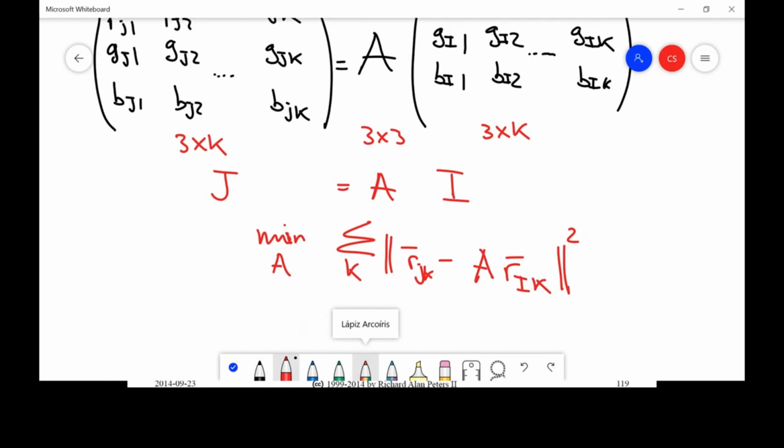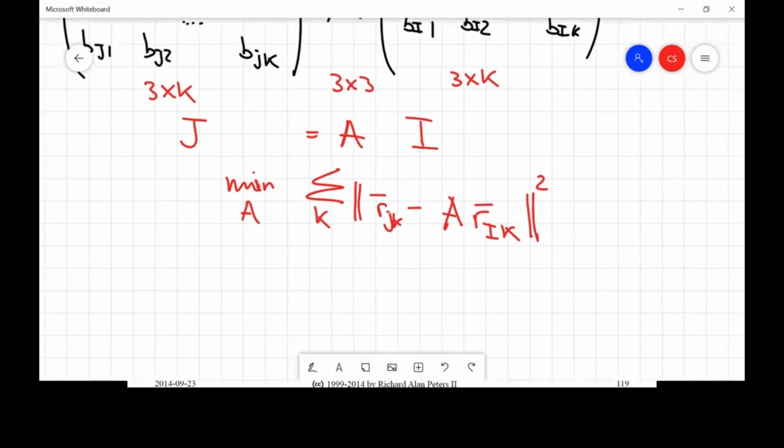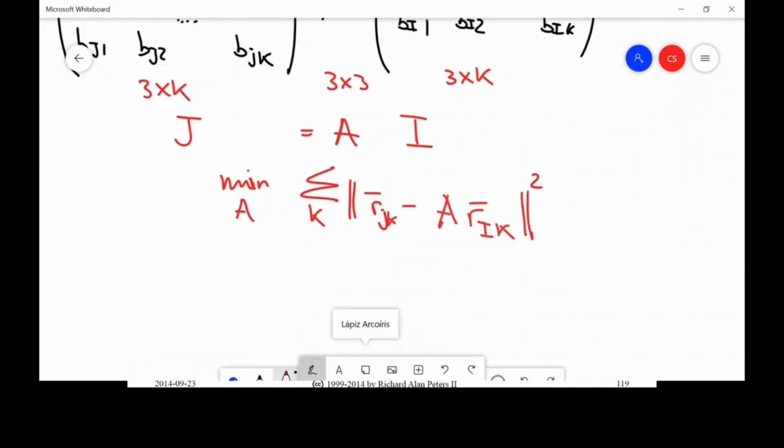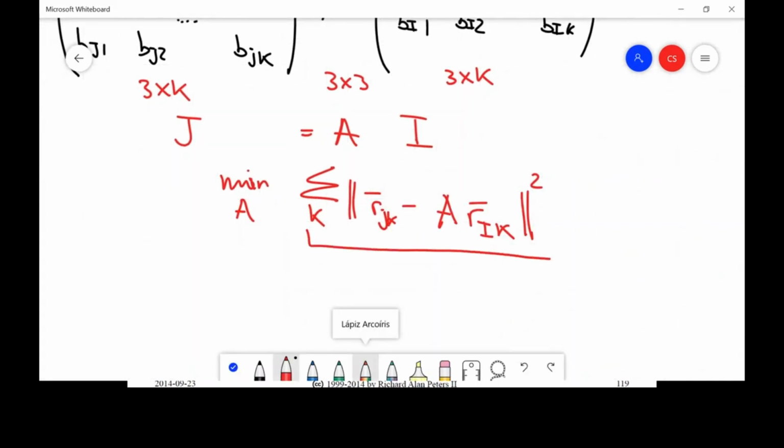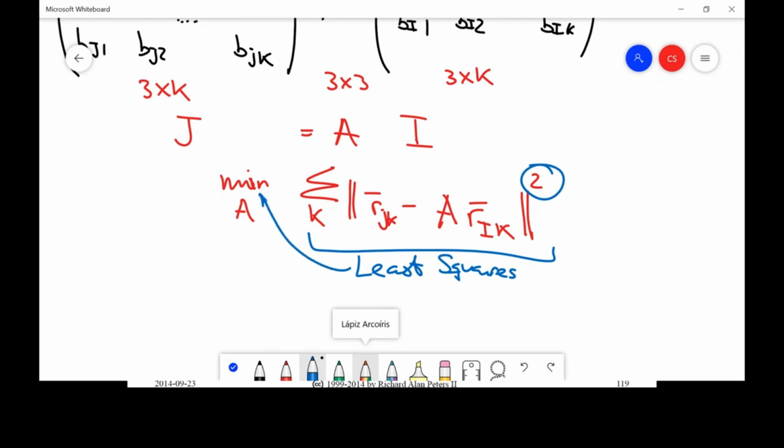So this sum here is called least squares. The name squares comes from there, and least comes from the minimization.